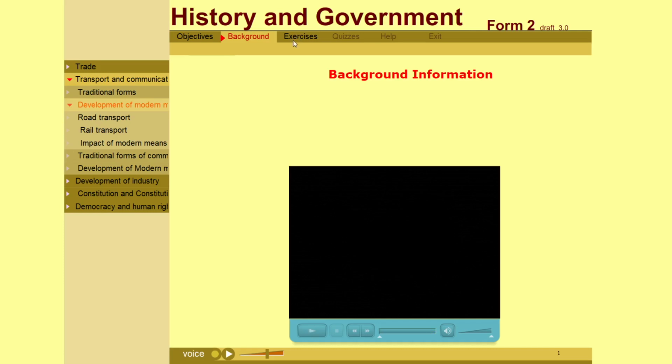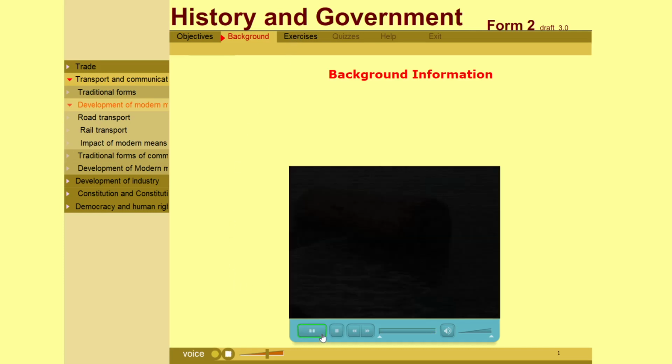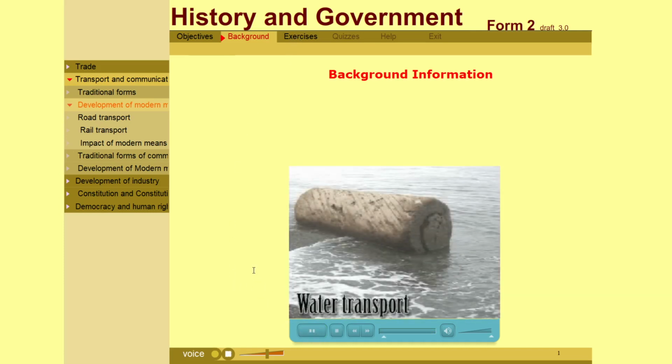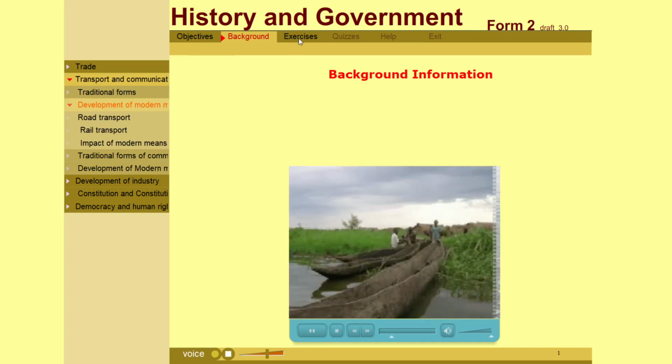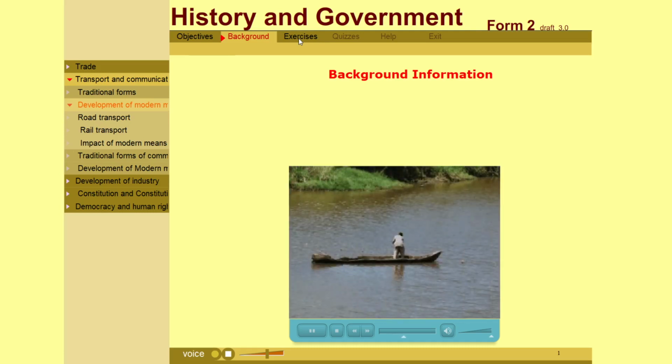In our previous lesson, we discussed the traditional. Another form of transport that was used in the olden days was water transport. The earliest forms of water transport included tree trunks, rafts, canoes, boats, and sailing ships.